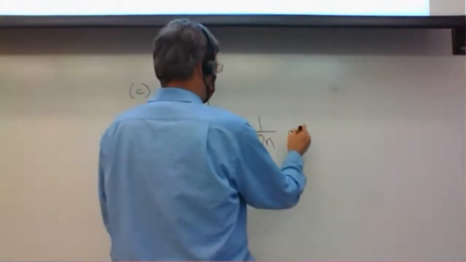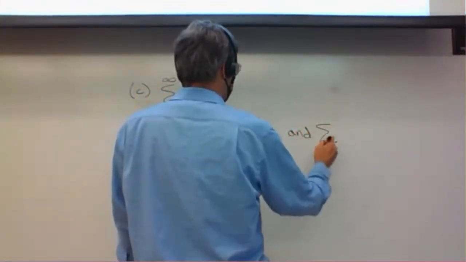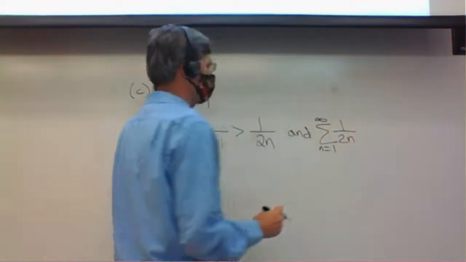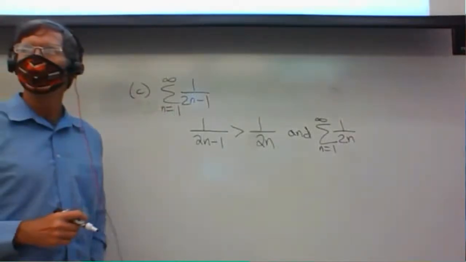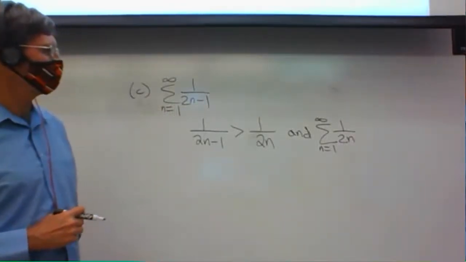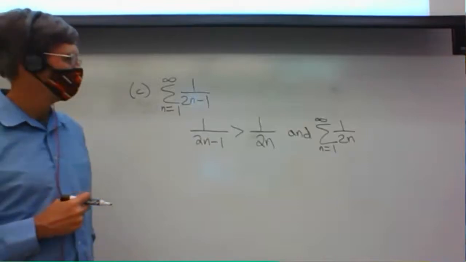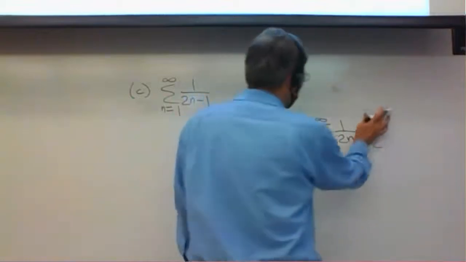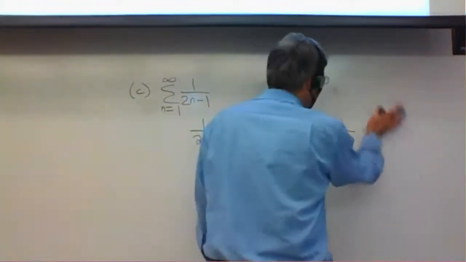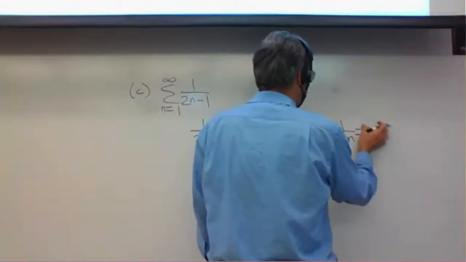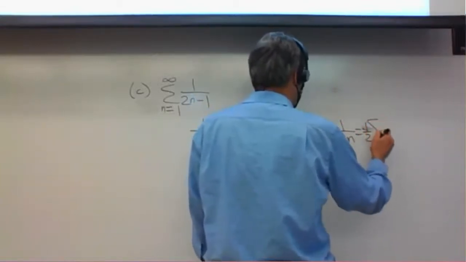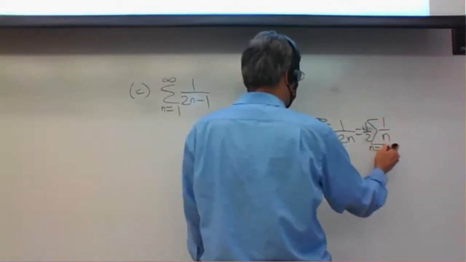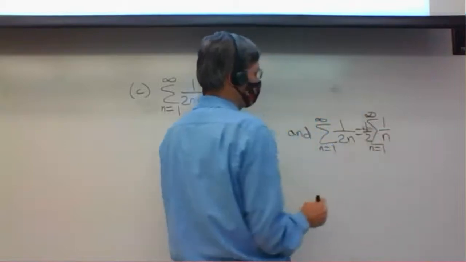And the sum n equals 1 to infinity of 1 over 2n, does that converge or diverge? Diverges. How do we know it diverges? You can pull a multiplier out, right? This is 1/2. The constant multiplies. You can't pull n out, but you can pull any constant out. Sum n equals 1 to infinity of 1 over n. What's that sum?